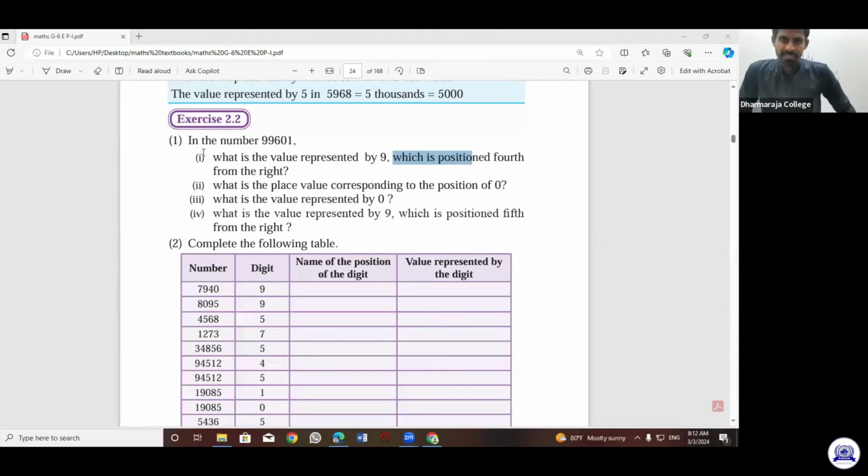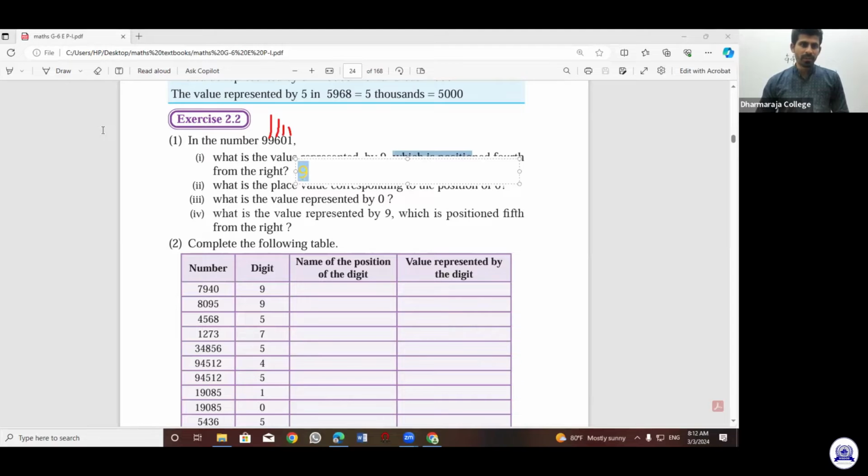Shall we move to the next question? What is the value represented by 9? Which position? Fourth from the right. 1, 2, 3, 4. Look at this one: ones place, tens place, hundreds place, thousands place. So what is the value? 9,000 is the value.